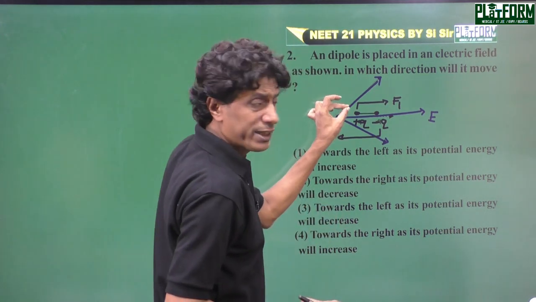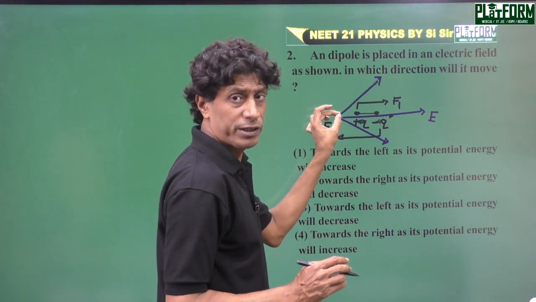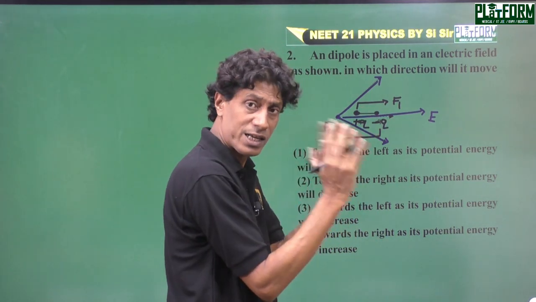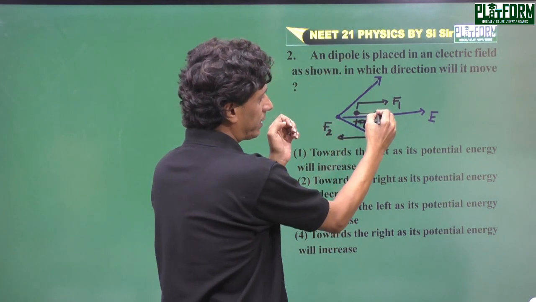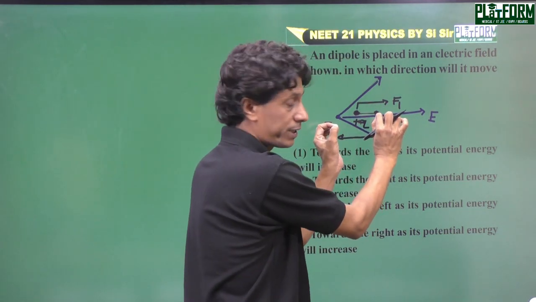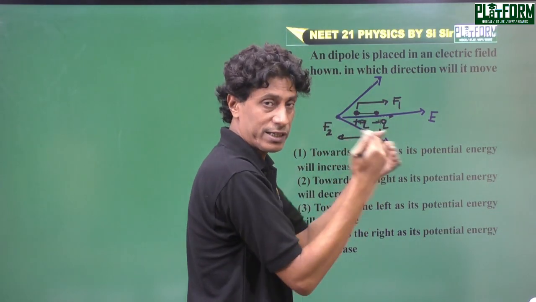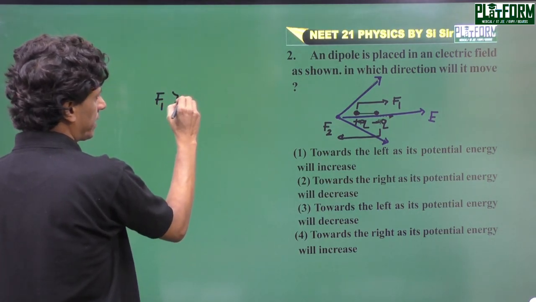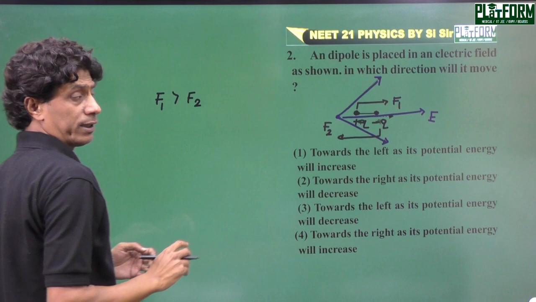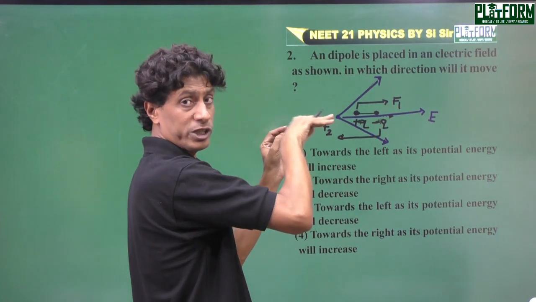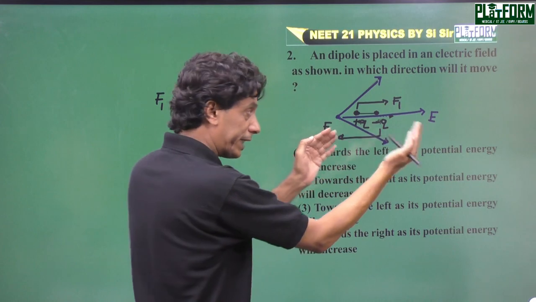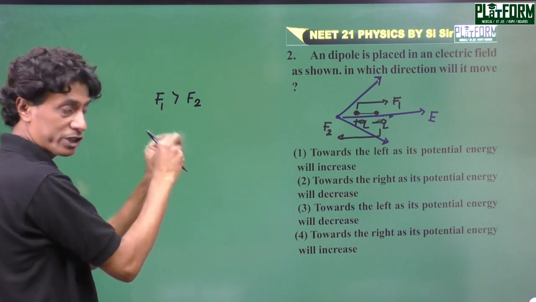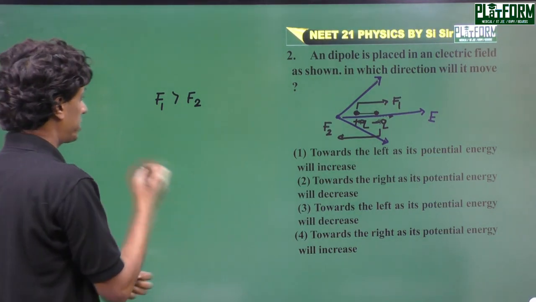Since the electric field at this point, the strength of the electric field is more at the point of charge plus Q, and at the point where charge minus Q is there, the strength of the electric field is less. Therefore, we can say F1 is greater than F2. Force on the positive charge is rightward and the force on the negative charge is leftward, but the force on the positive charge is greater than the force on the negative charge.